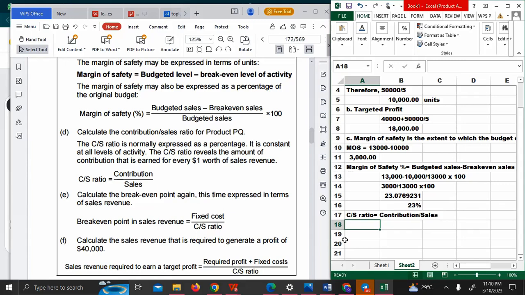So the CS ratio is looking at the percentage of contribution to sales, just like our gross profit margin. So here we are looking at the percentage of contribution to sales. What is our contribution? Contribution divided by sales. Our contribution per unit is 5, over 25, times 100. So what do we have?